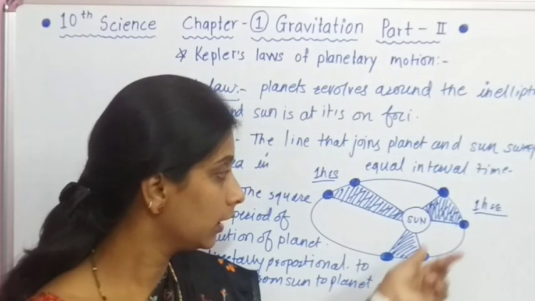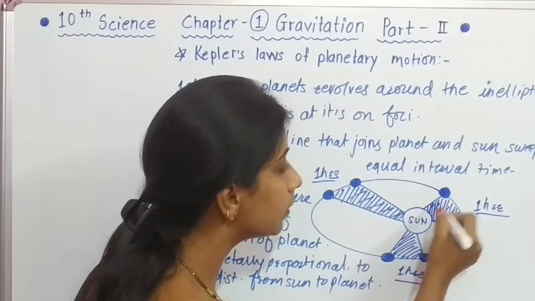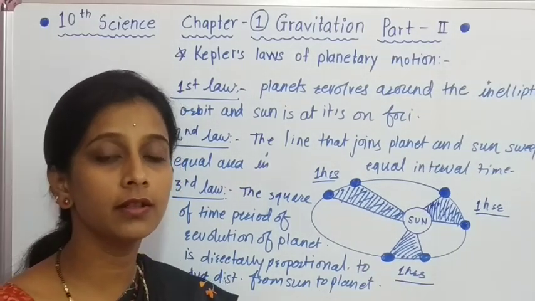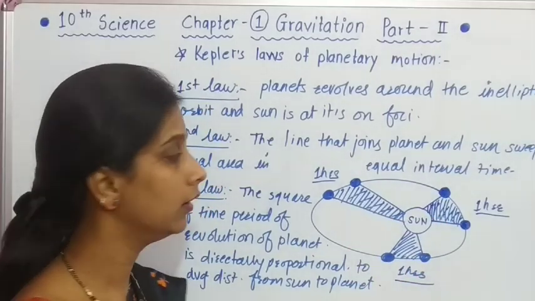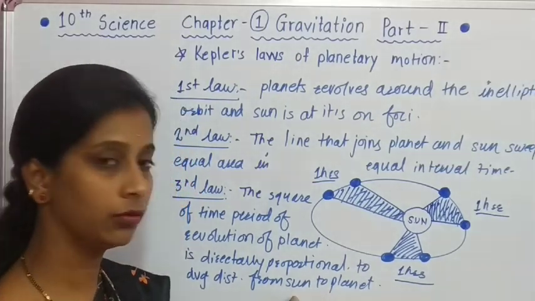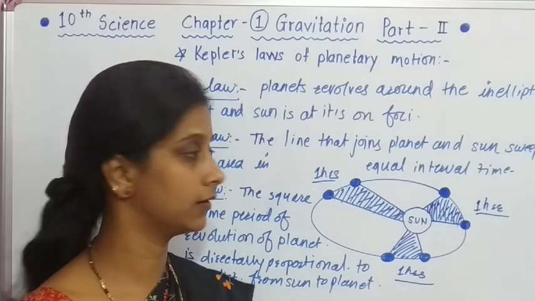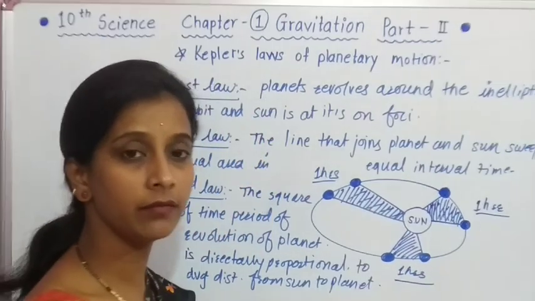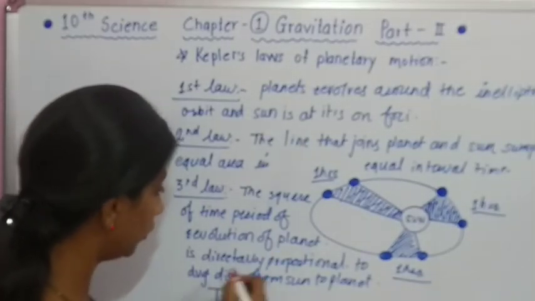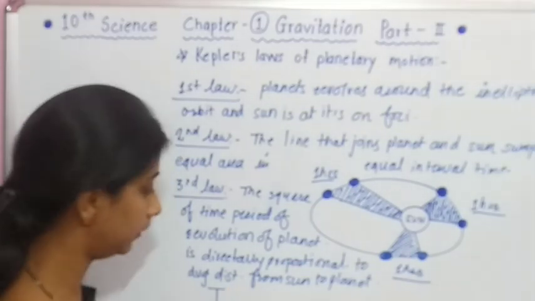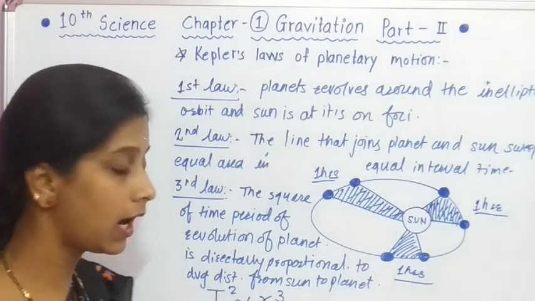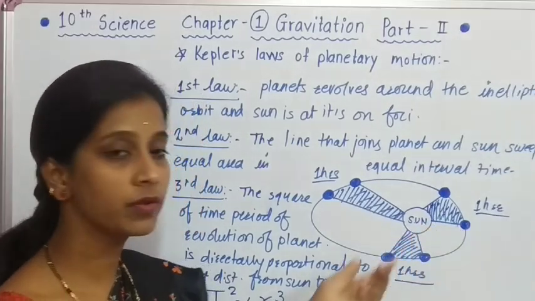Now students, see here, average distance means the distance from sun to planet changes everywhere in its elliptical path. So we have to take the average distance from sun to planet, and the cube of that distance. The time period or period of revolution of the planet we write as capital T, meaning T square is directly proportional to R cube, where R is the average distance from sun to planet.